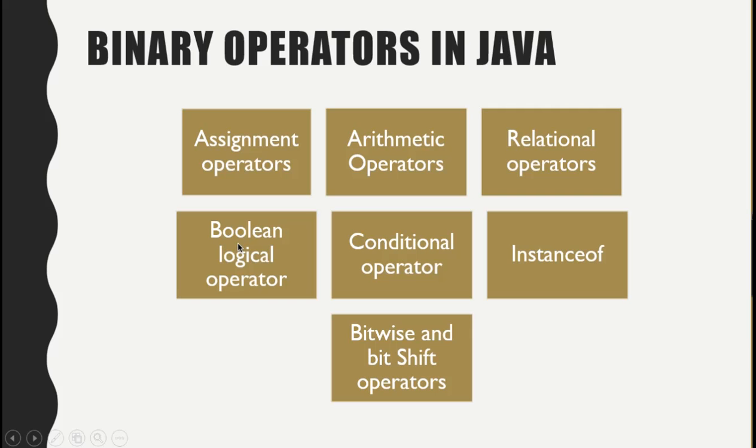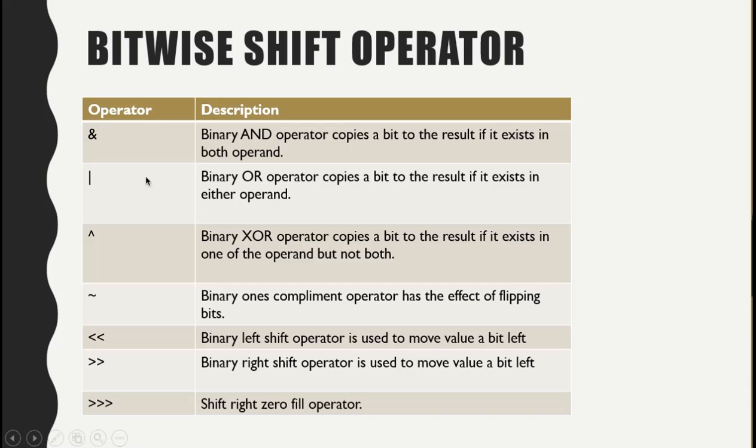The last one is bitwise and bit shift operators. This is the list of all of the operators given here. The first one is called the binary AND operator. It copies a bit to the result if it exists in both of the operands. If both operands, on both sides of this operator, are true, then only this operator copies a bit of it.